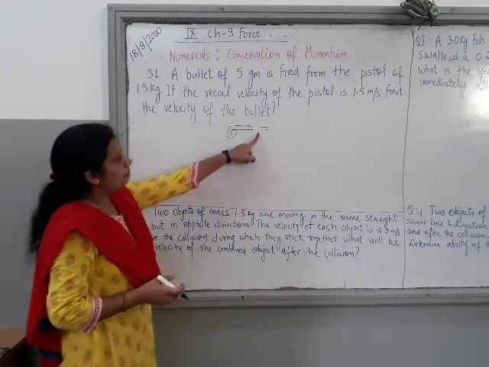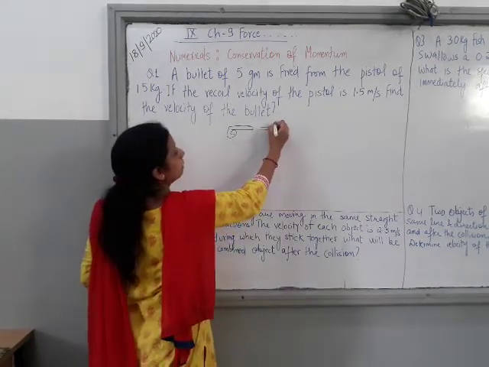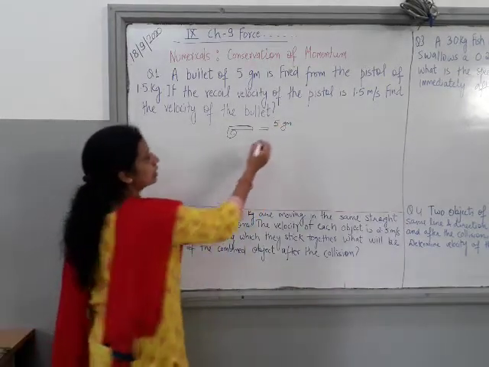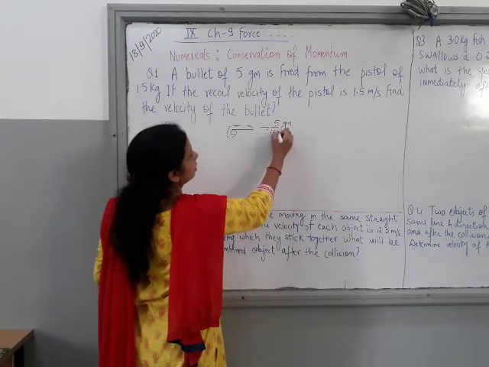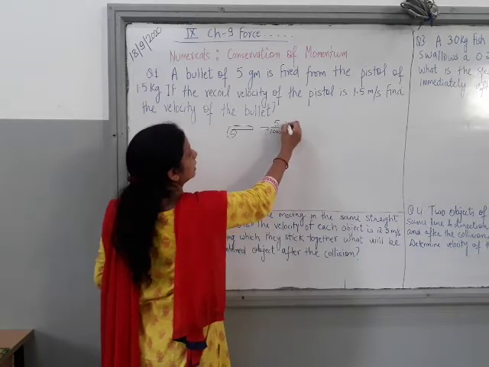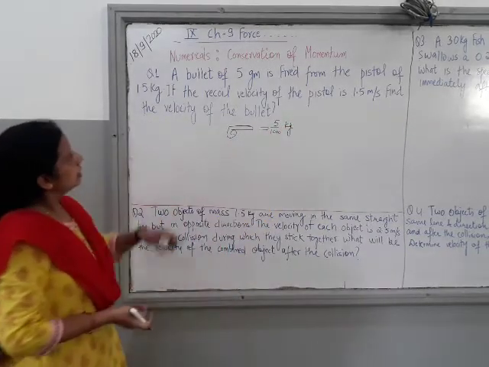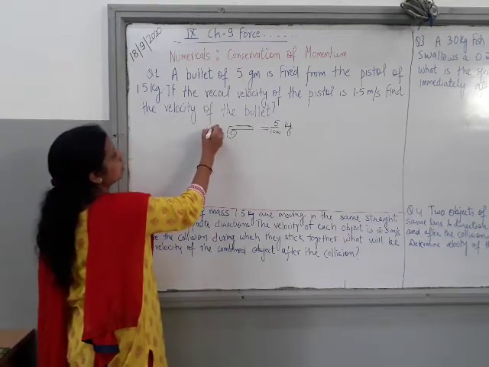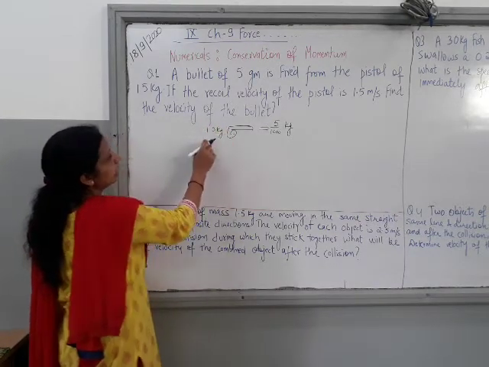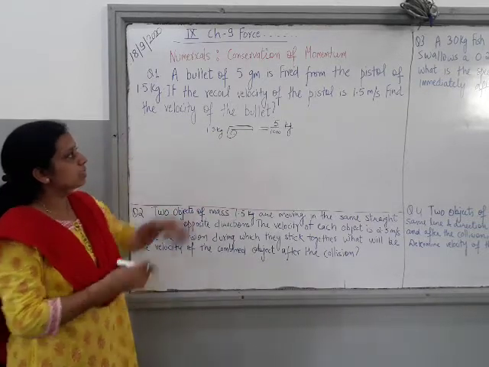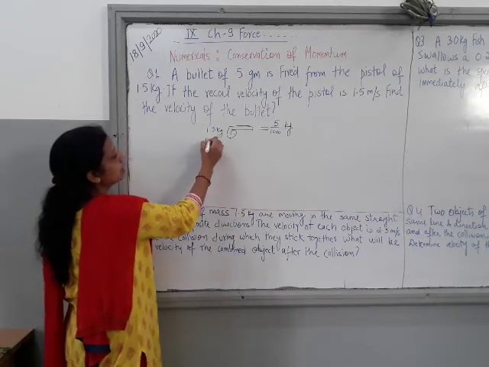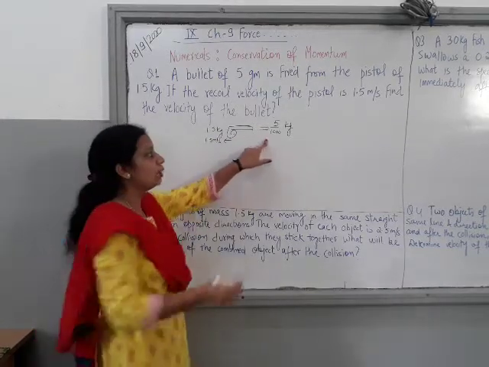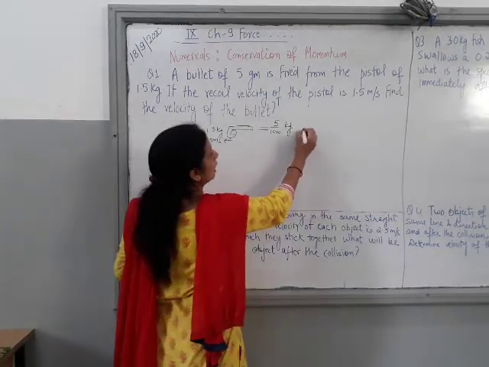Now the mass of the bullet is 5 grams. Everything you have to convert into standard units. So 5 divided by 1000 gives me 5/1000 kg. And then it is fired from the pistol. The mass of this pistol is 1.5 kg, and the recoil velocity of this pistol is 1.5 meters per second in this direction. You have to find the velocity of the bullet, so VB you have to find.